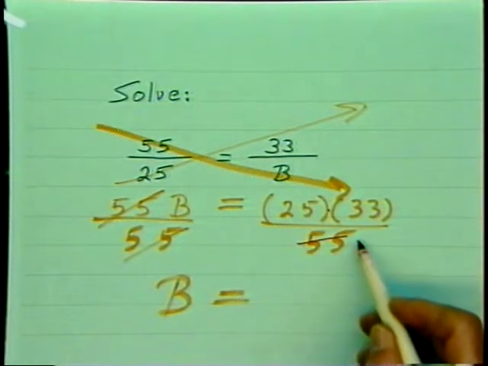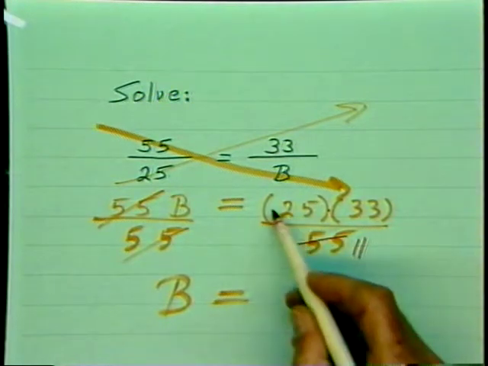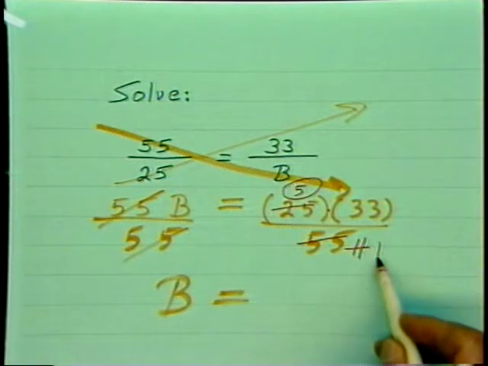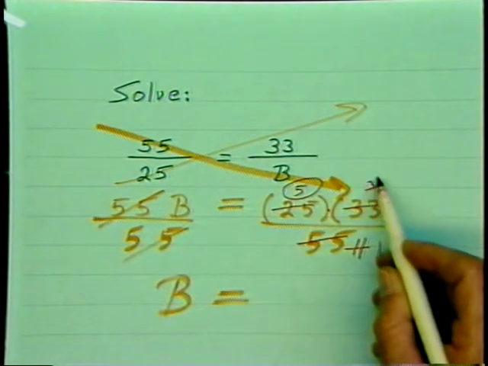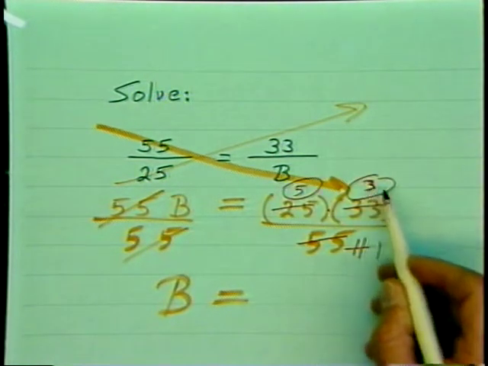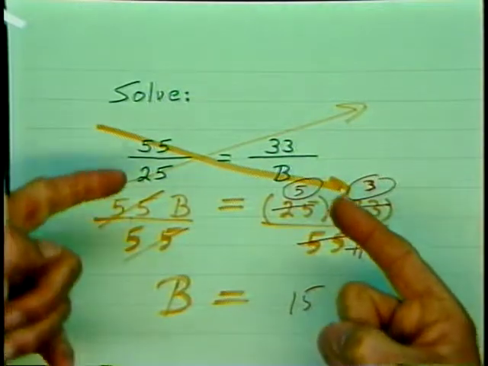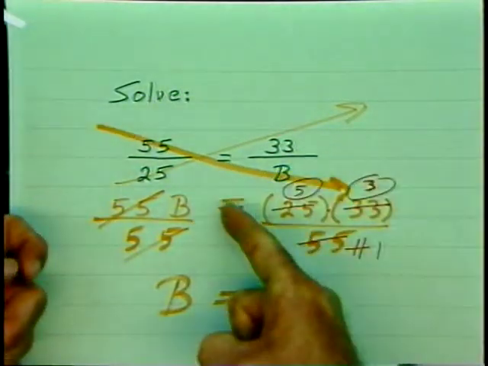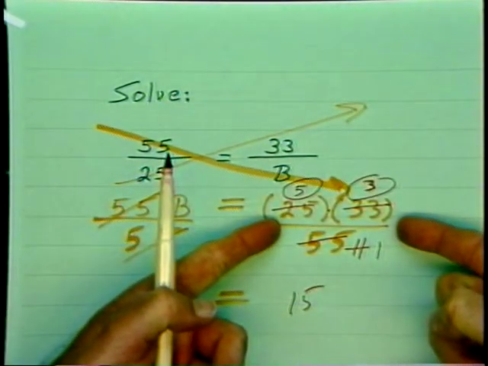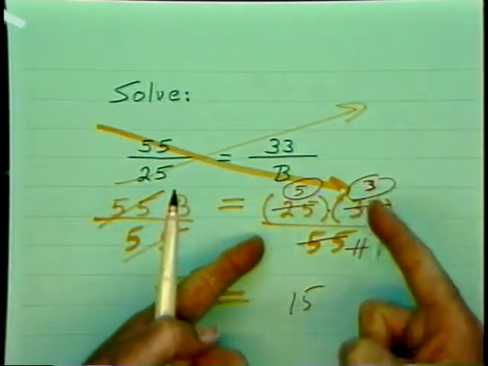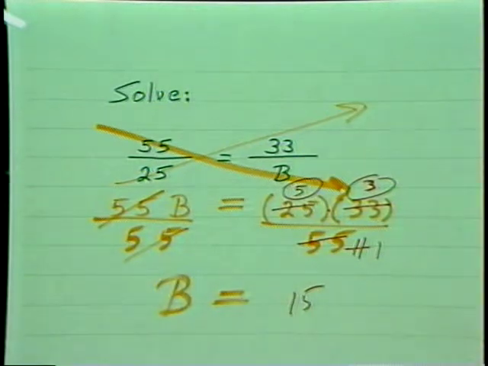And I can see that a 5 goes into this one 11 times, into here 5 times. And 11 goes into here once, into here 3 times. And 3 times 5 is 15, which is my solution. So again, the most basic approach to proportions is top times bottom, set equal to bottom times top. Then divide both sides by the multiplier of the unknown. Then simplify this arithmetic, and you're done.